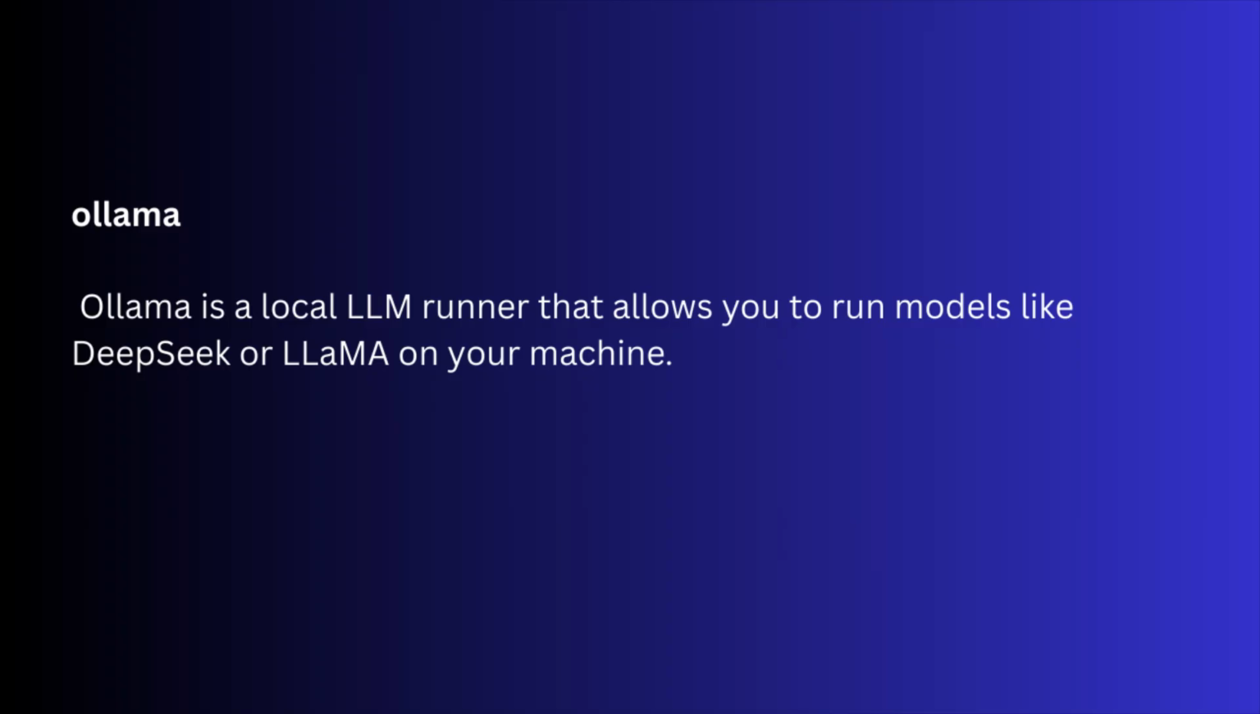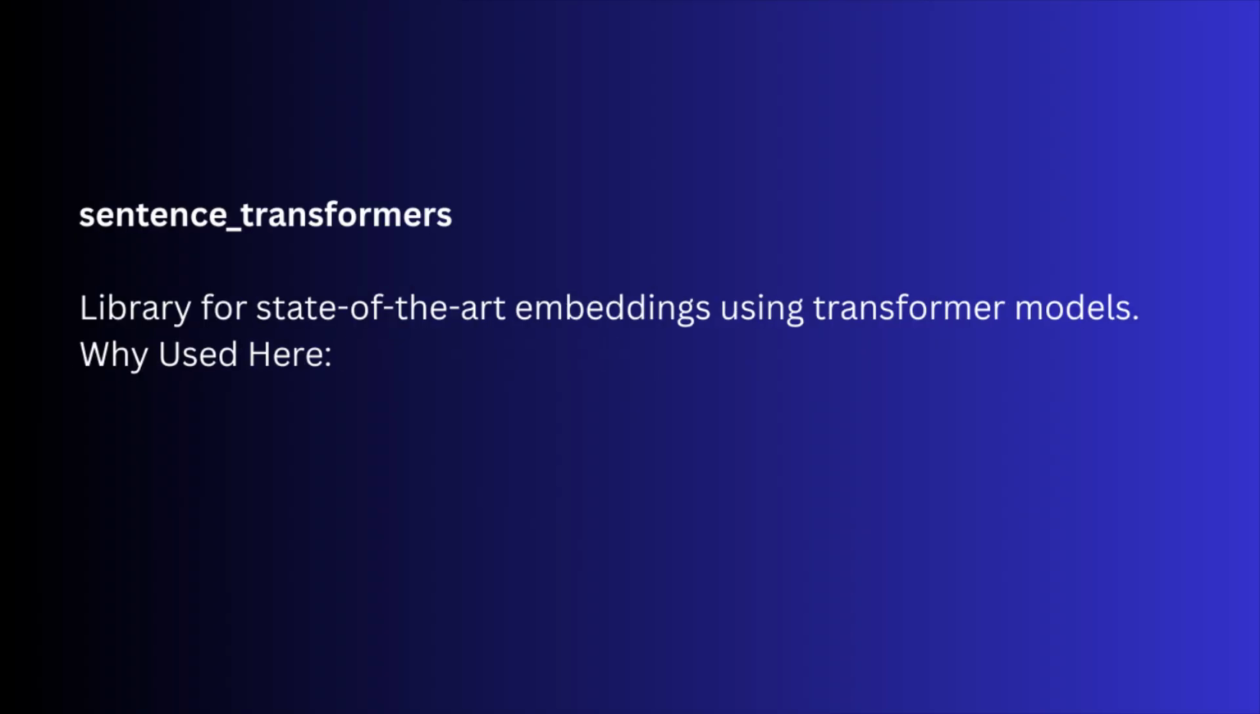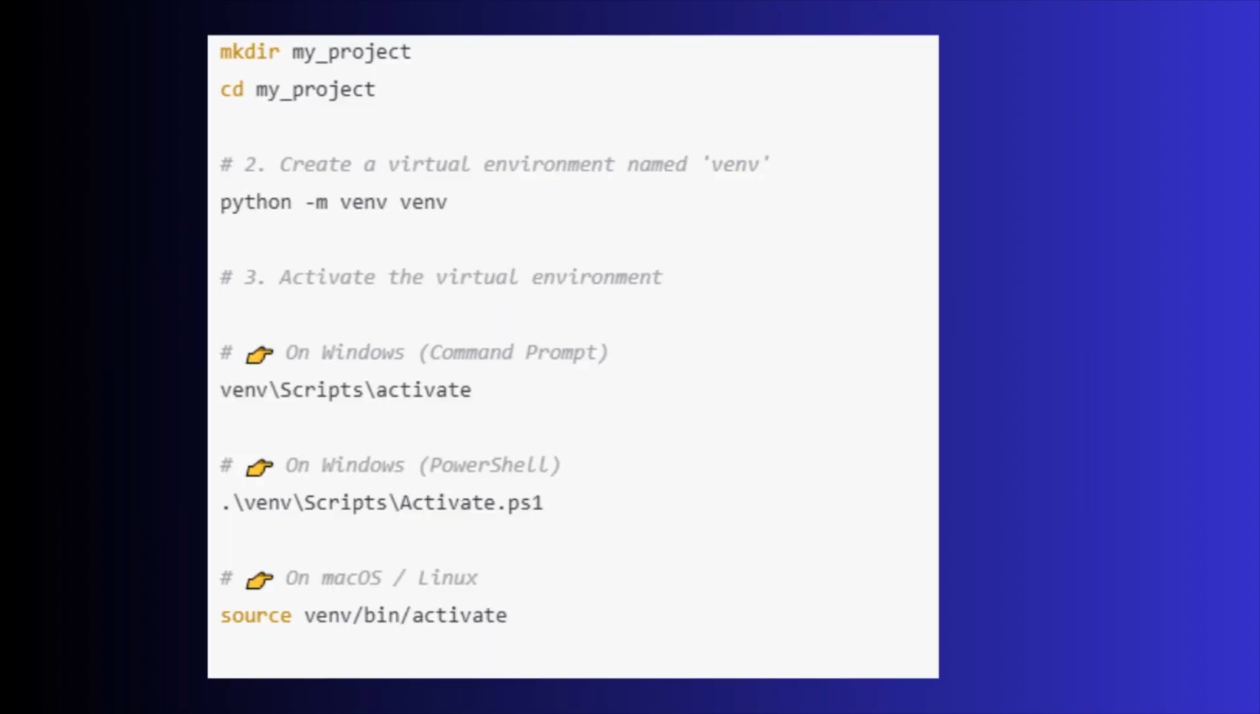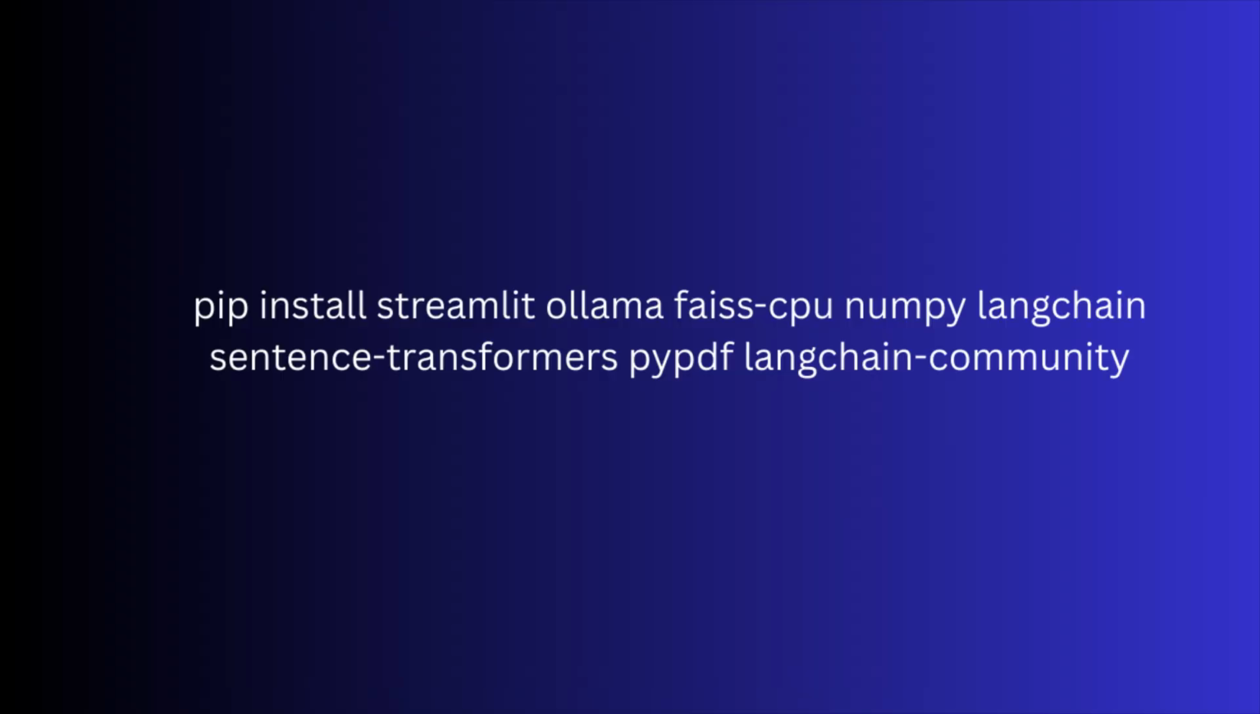Ollama is a local LLM runner that allows you to run models like DeepSeek or Llama on your machine. Sentence Transformers is a library for state-of-the-art embeddings using transformer models. It converts both queries and documents into dense vector embeddings for semantic search. It ensures FAISS can find relevant chunks based on meaning, not just keywords. Now we can set up the project. Create a new project directory, set up the virtual environment and then install these libraries. You can use this command to install these libraries.